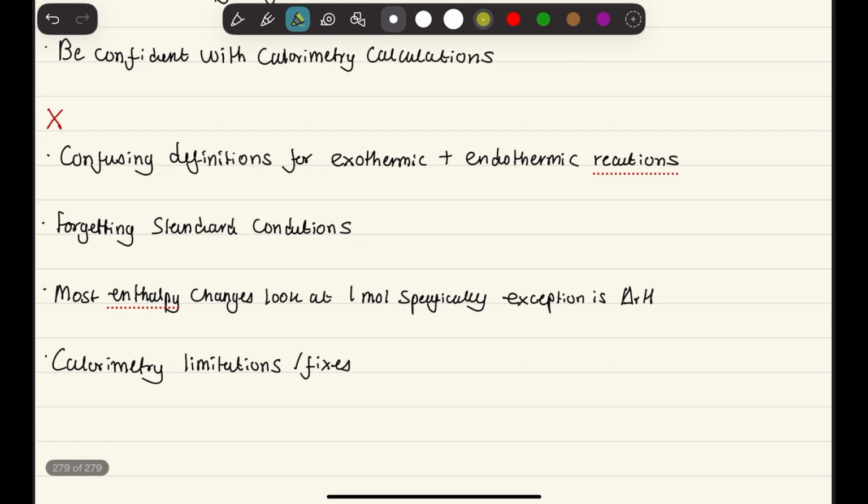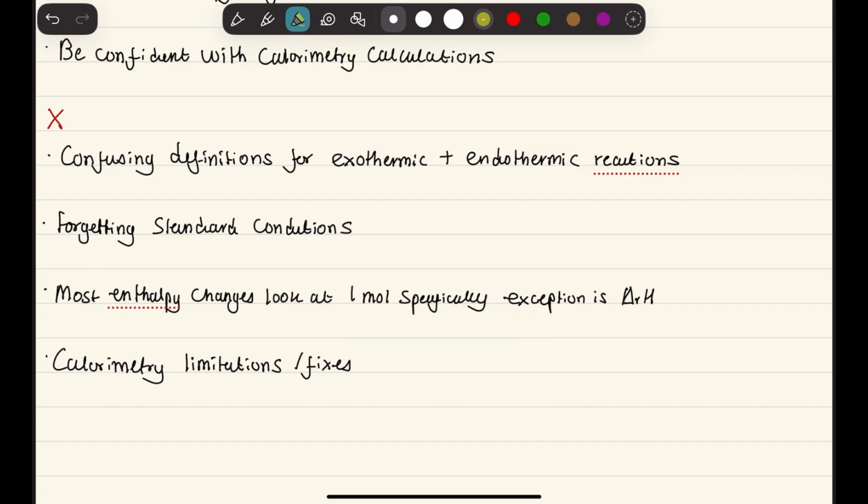And then what do we not want to do? The definitions for exothermic and endothermic can get confused because, like all of science, they love using similar words. So just make sure that you know completely the difference between exothermic and endothermic. Standard conditions. I couldn't believe I was reading the examiner report, and they said just over 50% of people got that. Guys, we need to be better than that, okay? So remember your standard conditions, 298 Kelvin, 100 kilopascals. Enthalpy changes, most of them are looking at 1 mole.